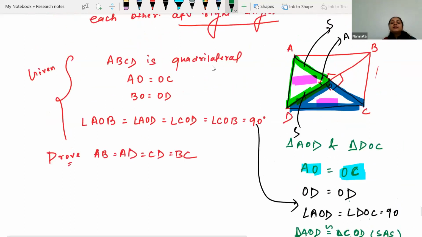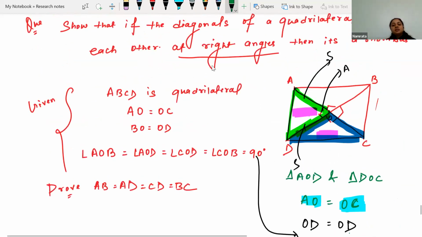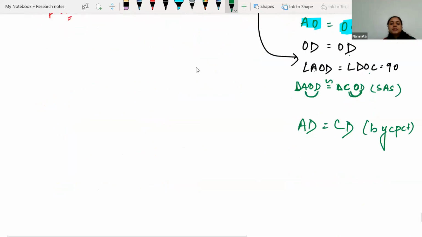And AD, CD, look at the figure, AD, CD. Both are adjacent sides, right? Ma'am, how are they equal by CPCT? By CPCT, these two are equal because both are sitting at the same place, AD. Oh, okay, got it. Okay. So AD, CD are same by CPCT. By congruency, we can say that. And these two are adjacent sides of our quadrilateral.